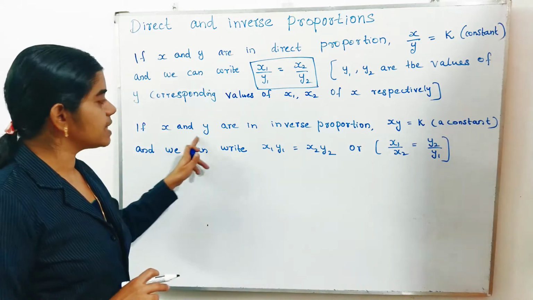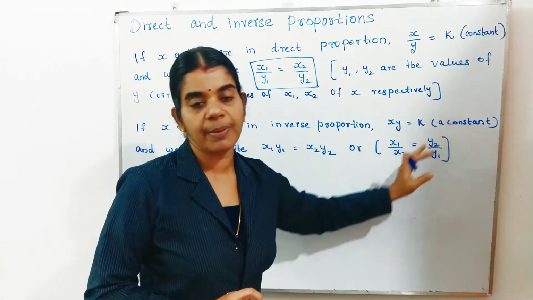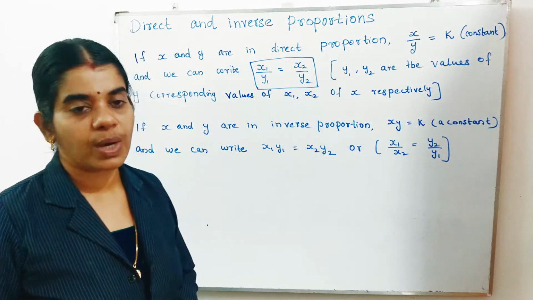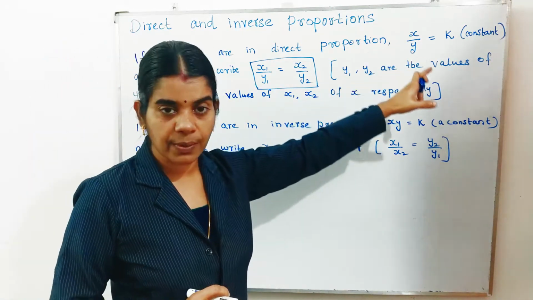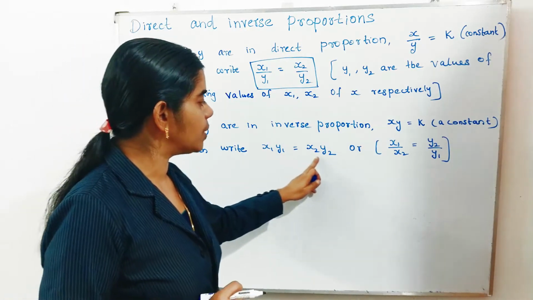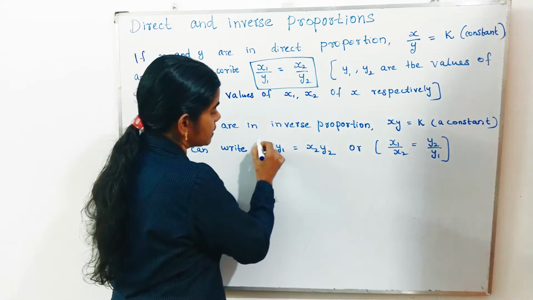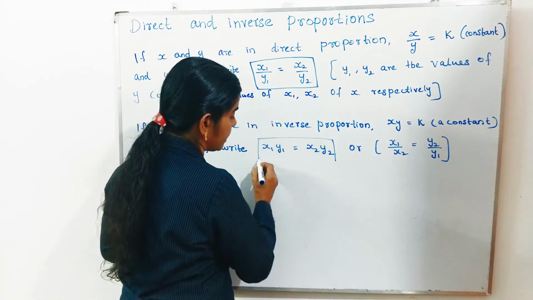Next one: if x and y are in inverse proportion, xy is equal to k, which is a constant. Then we can write x1 y1 is equal to x2 y2. This is the formula for inverse proportion. This also you should learn by heart.